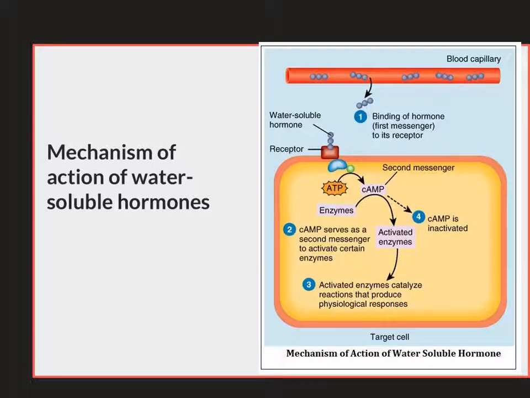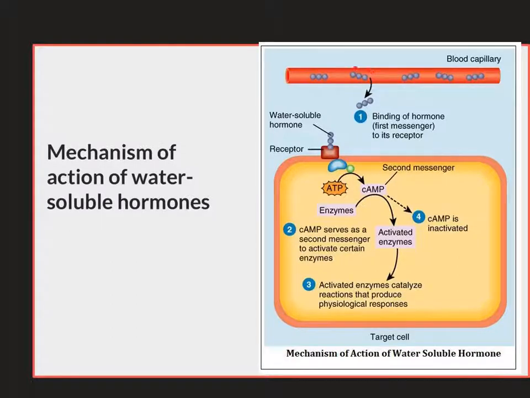Now, water-soluble hormones cannot easily diffuse through the cell membrane. So water-soluble hormones have to bind to a receptor on the outside of the target cell. When this water-soluble hormone binds to the receptor on the outside of the target cell, it is acting as a first messenger. The hormone will then stimulate the production of a second messenger on the inside of the cell. One common second messenger is cyclic AMP. So let's take a look at the steps which allow this to occur.